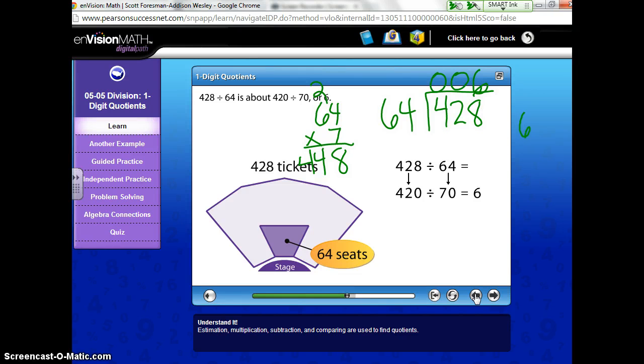Let's try 6. I know this might be hard to see. 6 times 4 is 24. 6 times 6 is 36 plus 2 more, 38. Now, is that going to fit underneath here? Yeah. 384. I'm going to subtract and get 4. Whoops, can't do this. So I'll trade. Is that okay for a remainder? Yeah, heck yeah. As long as it's less than 64.